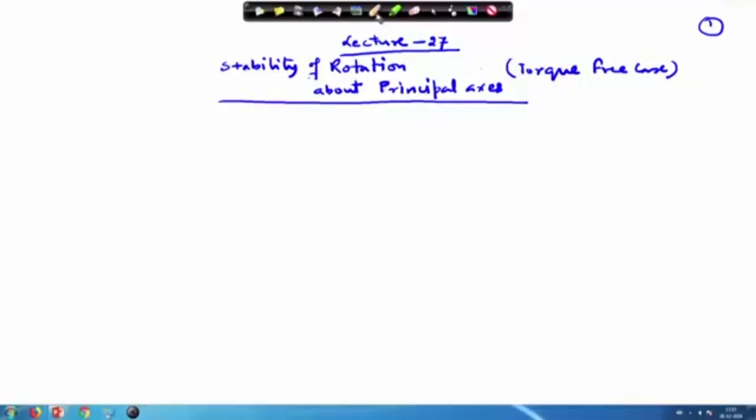Welcome to the 27th lecture. We have been discussing the stability of torque free rotation of the satellite. So, we will continue with that, some last portion is remaining. We will finish that and then we will go to the gravity gradient satellite.